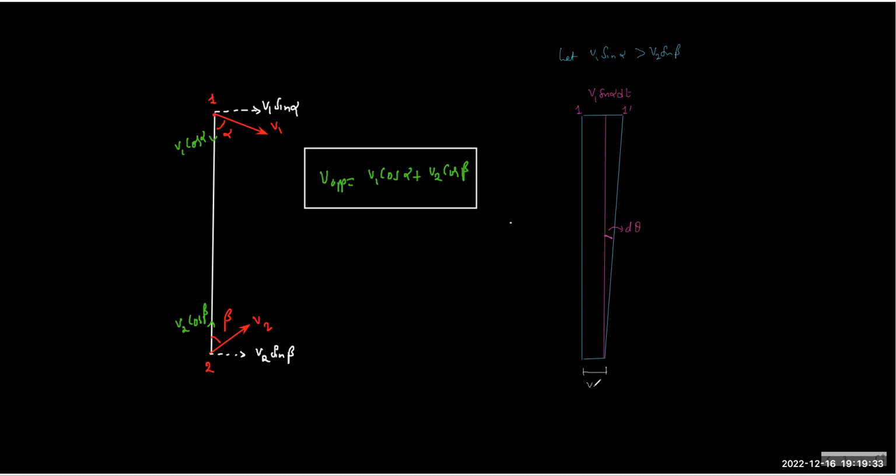V2 sin beta dt. Why are you doubtful? The speed into time is called displacement. What's the problem? Be confident. Yes. So now you can see that the 2 has gone to this. So how much extra has one traveled? Because that really matters.